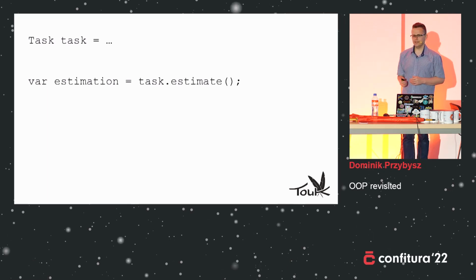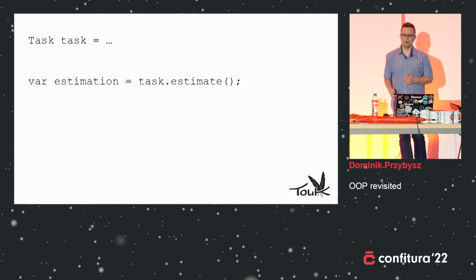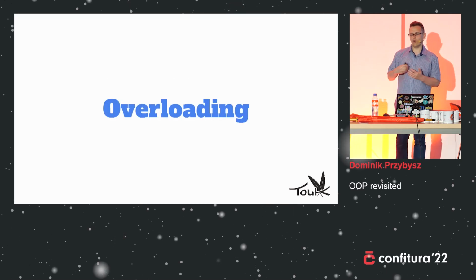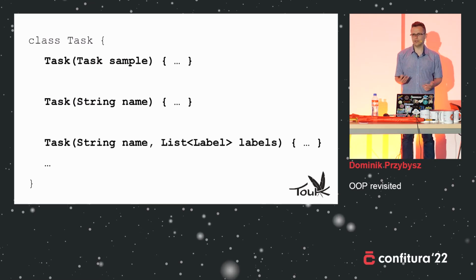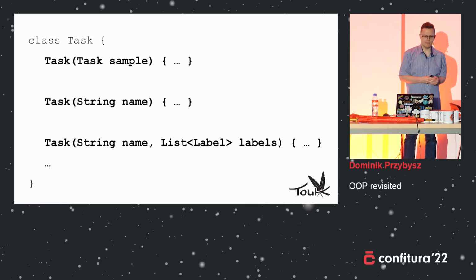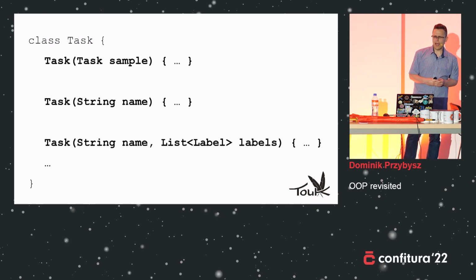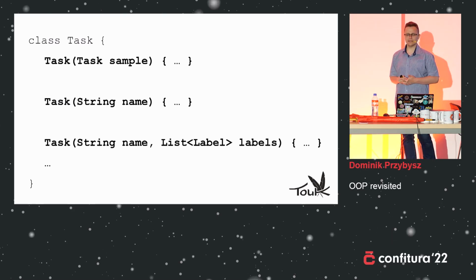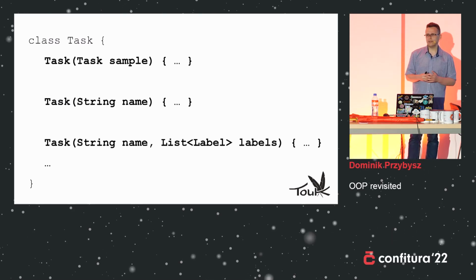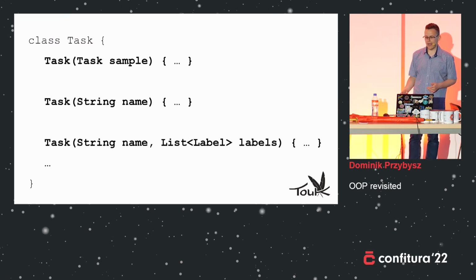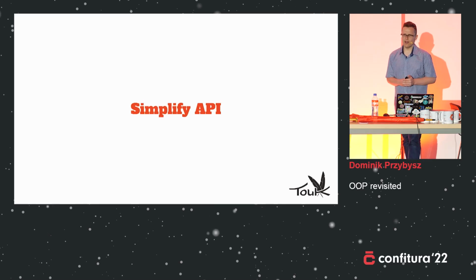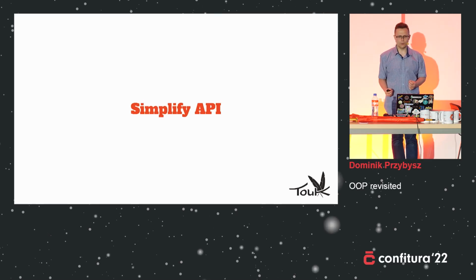Okay, the second manifestation of polymorphism is overloading. And overloading is when for one method name or constructor, because this is a specific method only, you can pass some other task as a sample, of course. You can pass only the name and labels, and so on and so forth. And this is a great way to simplify our API in our software.